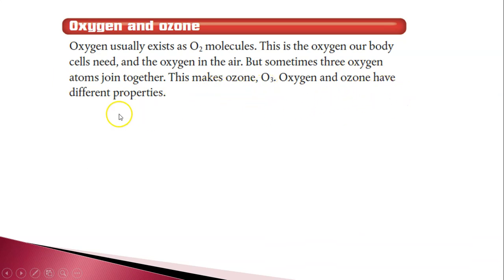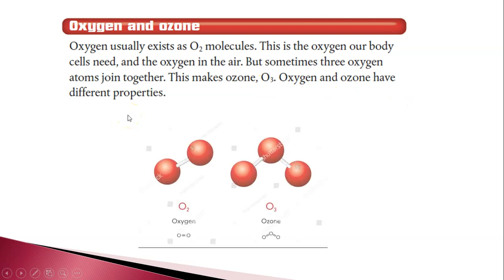Oxygen and ozone have different properties. This is the structure of oxygen. It has 2 oxygen atoms, while ozone has 3 oxygen atoms combined together.